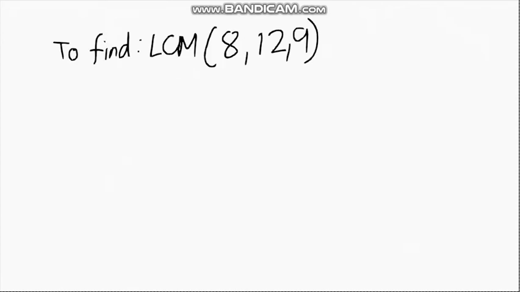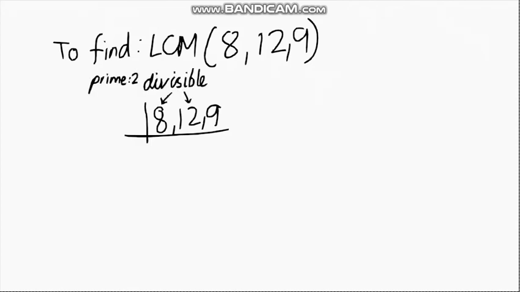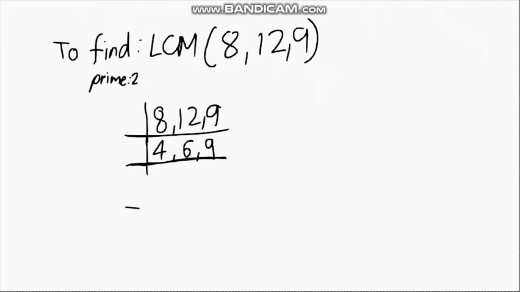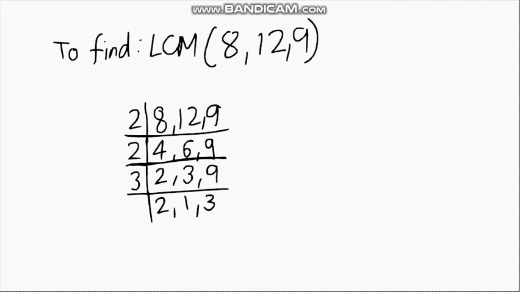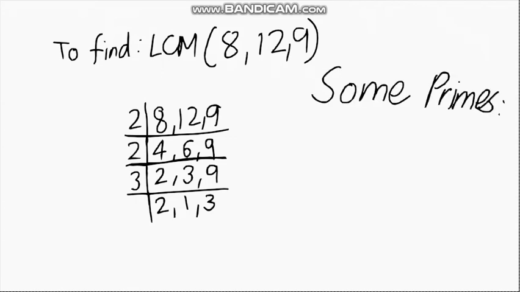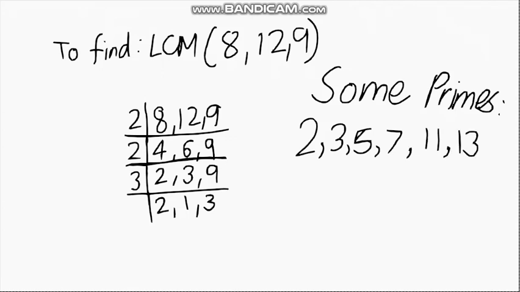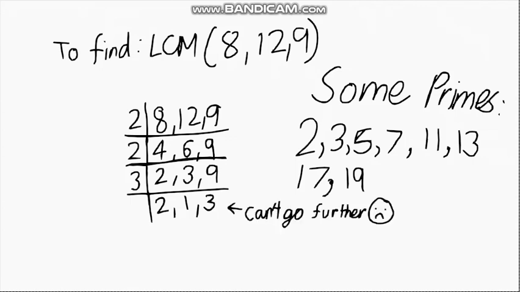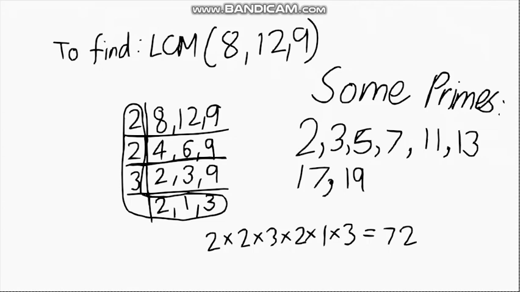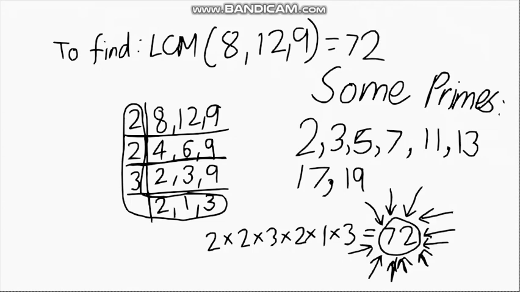To find the LCM of numbers, lay all of them in a line. Then you find a prime number which divides at least two numbers and then divide those numbers which are divisible. And keep this number here and now keep on using more prime numbers. Some common prime numbers include 2, 3, 5, 7, 11, 13, 17, 19. Use them in ascending order, that will be useful. When you can't go further, just multiply all of these. This is the lowest common multiple.